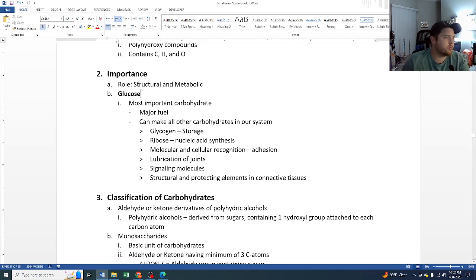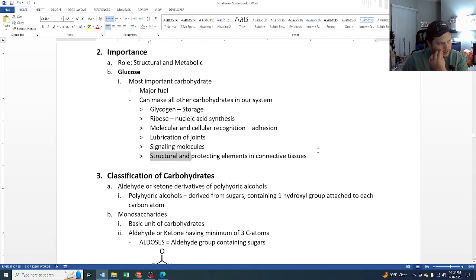Okay, so the importance of our carbohydrates is both structural as well as metabolic. So glucose obviously is our metabolic side. All of our good stuff that glucose does, that we talked about, that we burn into being stored for energy, using the pentose phosphate pathway to be converted for nucleic acid synthesis, lubrication of joints, signaling molecules, all sorts of stuff that glucose is used for.